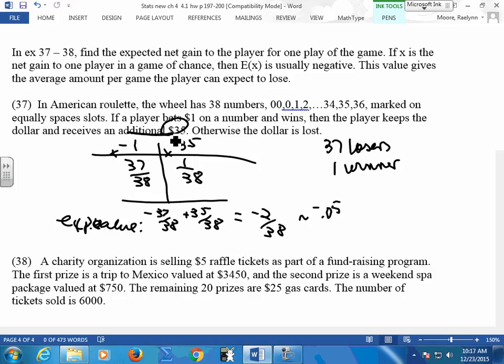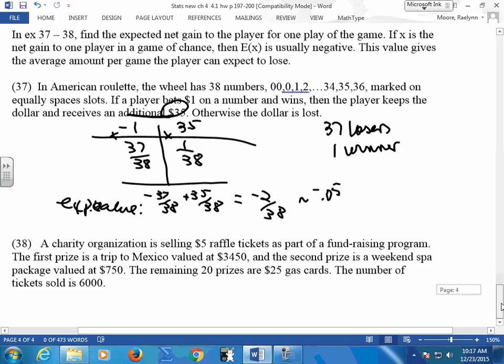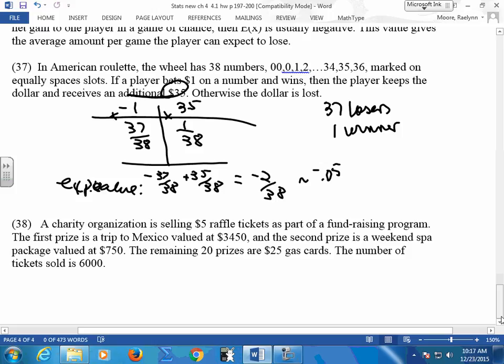And then this last one was like the other one that we did. How many raffle tickets? You spend $5 on your raffle tickets. Your first prize, a trip to Mexico, is valued at $34.50. Your second prize, $7.50. The remaining 20 prizes are $25 gas cards, and the number of tickets sold is 6,000. So if I sell 6,000 tickets, 25 winners here, 1 winner here, and 1 winner here, how many tickets are winners?